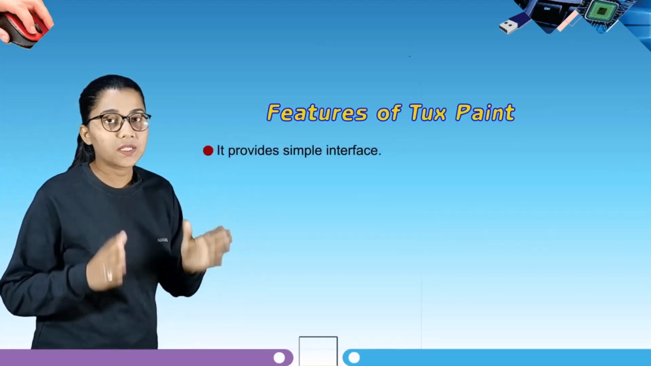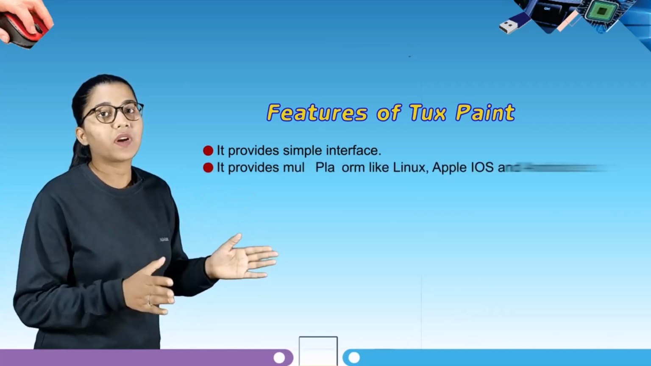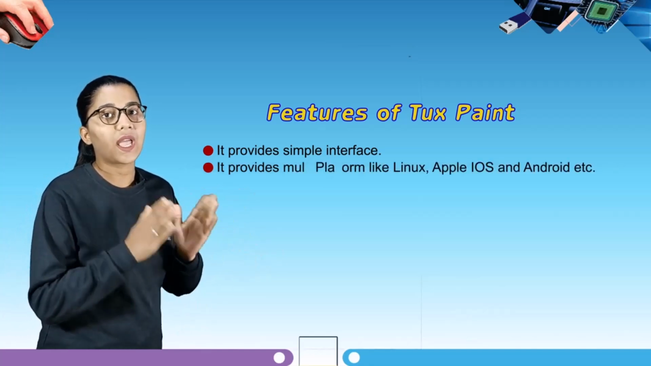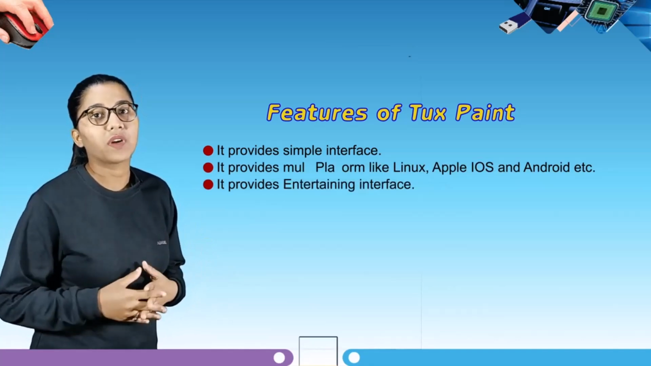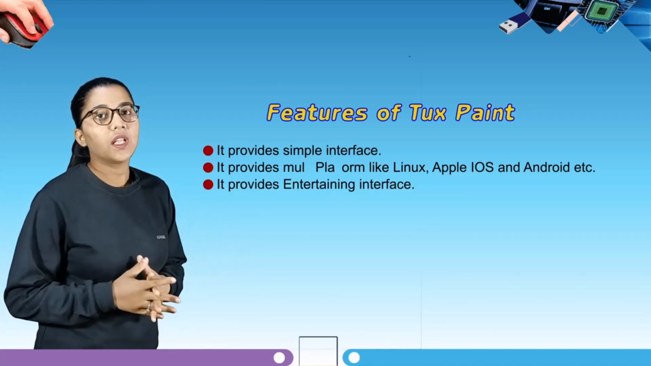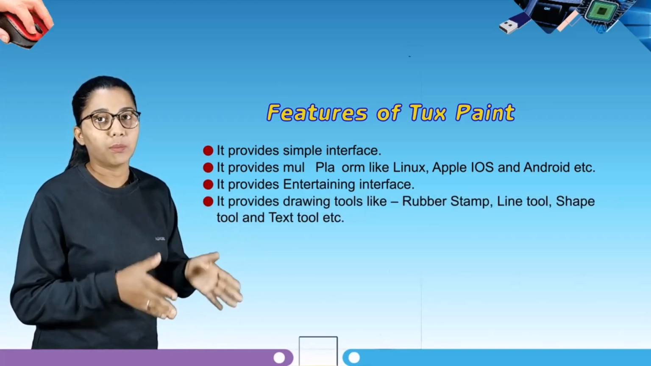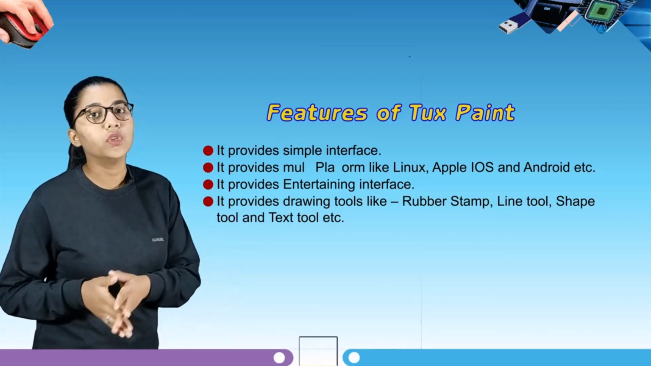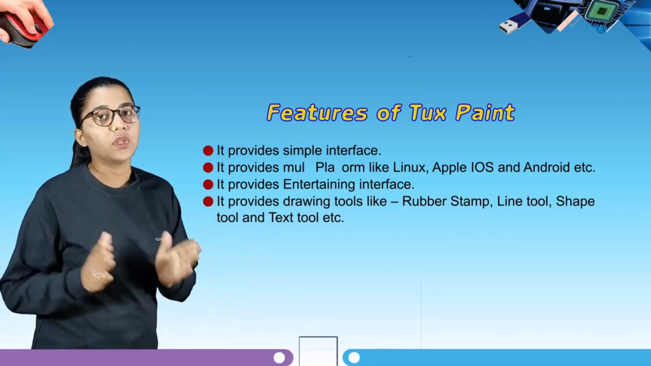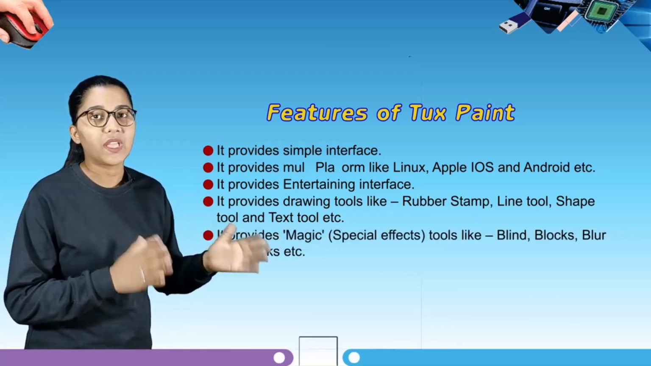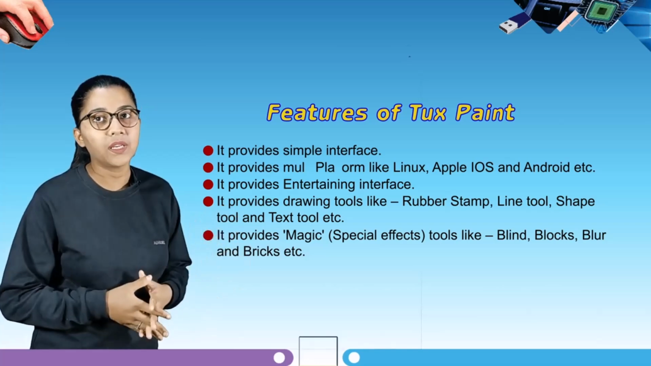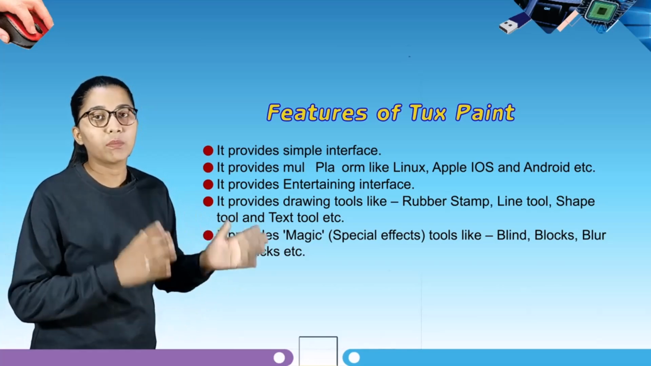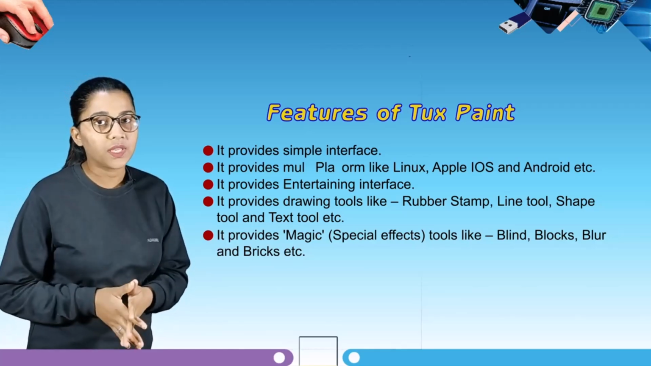It provides simple interface. It provides multiple platforms like Linux, Apple iOS and Android, etc. It provides entertaining interface. It provides drawing tools like rubber, stamp, line tool, shape tool and text tool, etc. It provides magic, that is special effects tool like blind, block, blur and bricks, etc. So students, our next topic is shape tool.